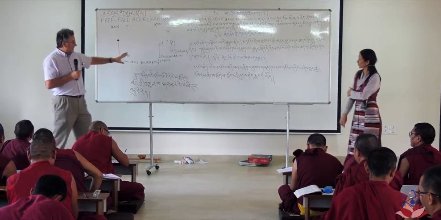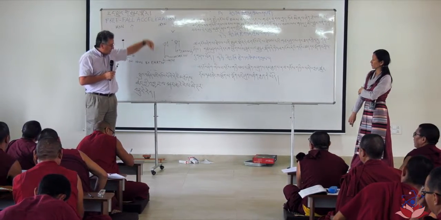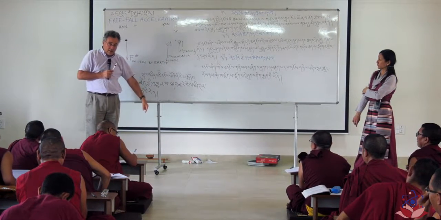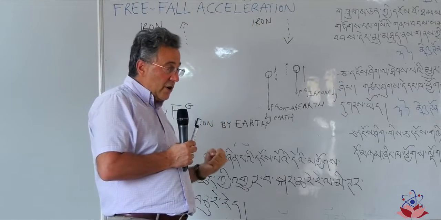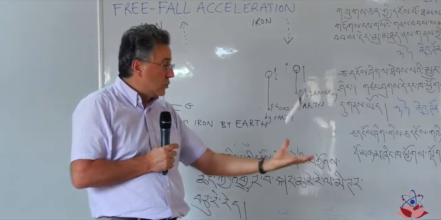So we have this idea that a falling object, an object that is moving down, the earth is pulling harder on it than if the object goes up.